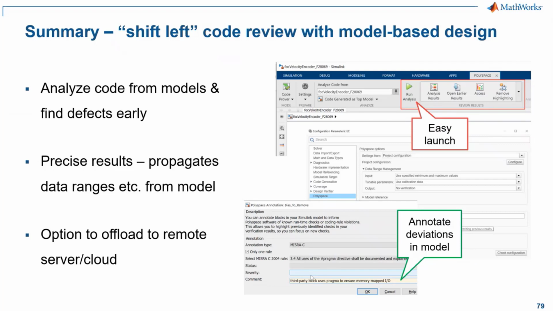So to summarize, this is what we call shift left. That means very early verification, where you can analyze code from the model and find defects very early, and then have proven results and propagate data range from the model, for example. And also that's something that can be done remotely on server and cloud. That's something we will see in the second part of the presentation.